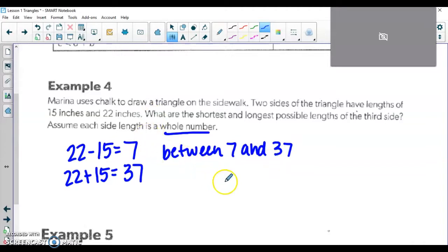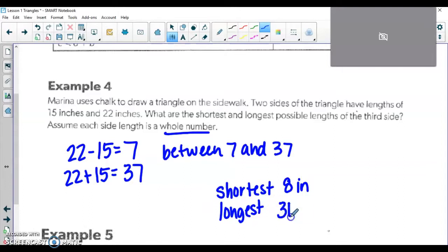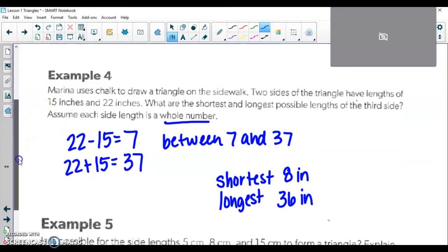So the smallest number it can be, the shortest, would have to be 8, because we're going for whole numbers here, so 8 inches. And the longest would have to be just under 37. We're going for whole numbers, so the next smallest number is 36. Now, if they didn't suggest whole numbers, we could say 36.99999, and that would actually work.